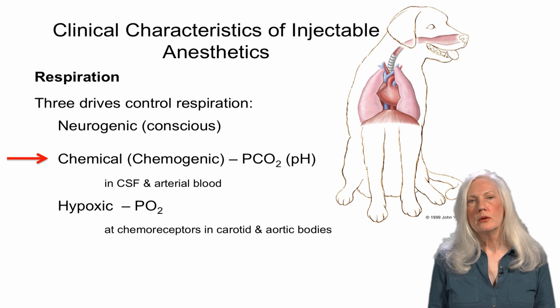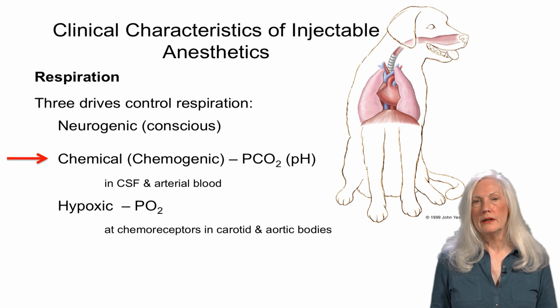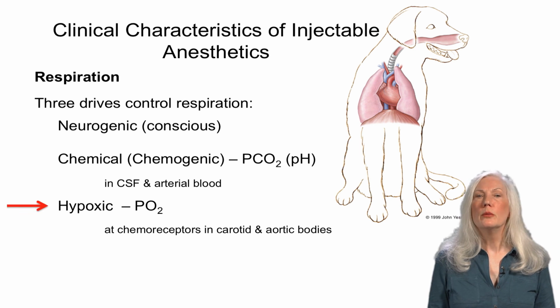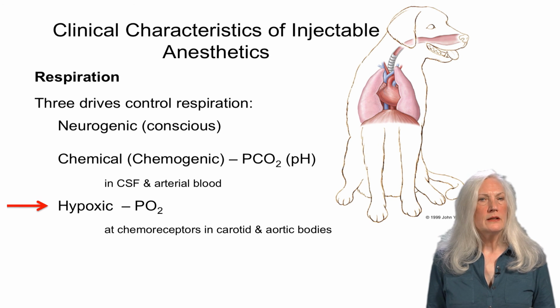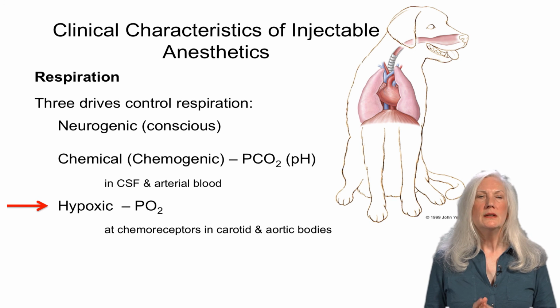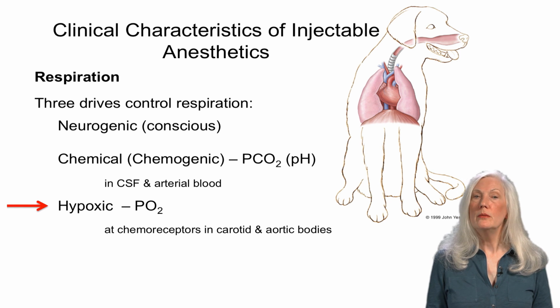Then the chemical or chemogenic drive is a response to the rising levels of PCO2 and decrease in pH in the cerebrospinal fluid and arterial blood. This is what normally regulates respiratory excursions at rest. But in the event of an emergency, the body has the hypoxic drive as a backup. It's activated when the concentration of oxygen decreases below an acceptable level. At rest, the hypoxic drive is normally not as active as the chemogenic drive.